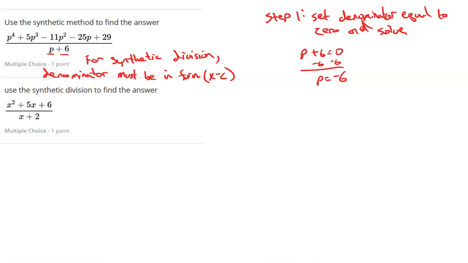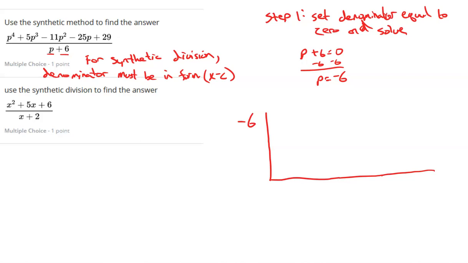So once you have that, you're going to put a negative 6 over here, like this. And then you're going to draw what looks like an upside down division sign. Synthetic division is kind of like upside down division, like this. So I want you to draw it like that. And up here, you're going to start at the biggest term, x to the 4th. We're calling it p to the 4th. And you go all the way down: p to the 4th, p to the 3rd, p to the 2nd, p to the 1st, and the constant.